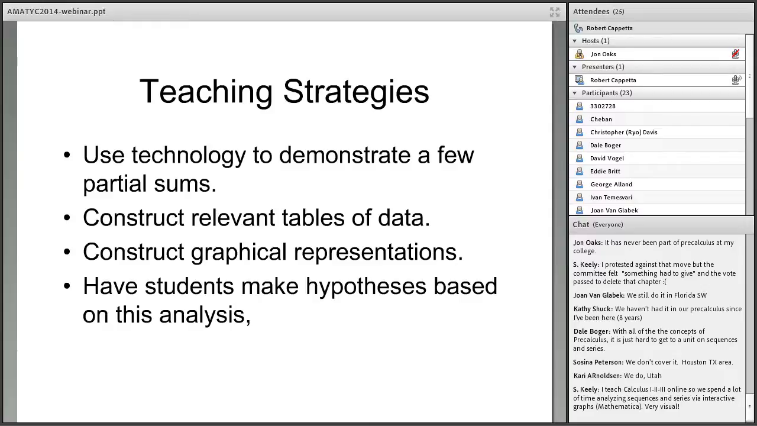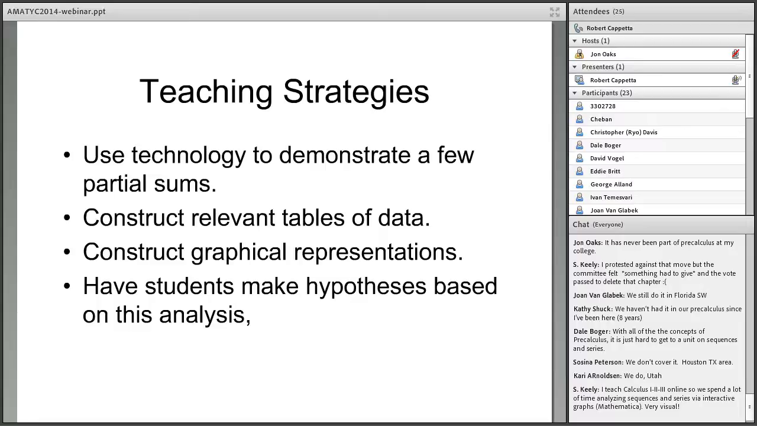So use technology to look at the partial sums, some of the first 9 terms, 10 terms, 100 terms, 1,000 terms, and talk about the limit as n goes to infinity of s of n by looking at those partial sums in a table. Hence, create the relevant tables of data, and then convert those tables to graphs. Wolfram Alpha does a wonderful job by doing graphs of partial sums. Have students do those things as well. And then once they do this, have the students make hypotheses. They see the tables of data. They see the graphs. Have them decide, do you think this series converges or do you think it diverges? It's not a proof.